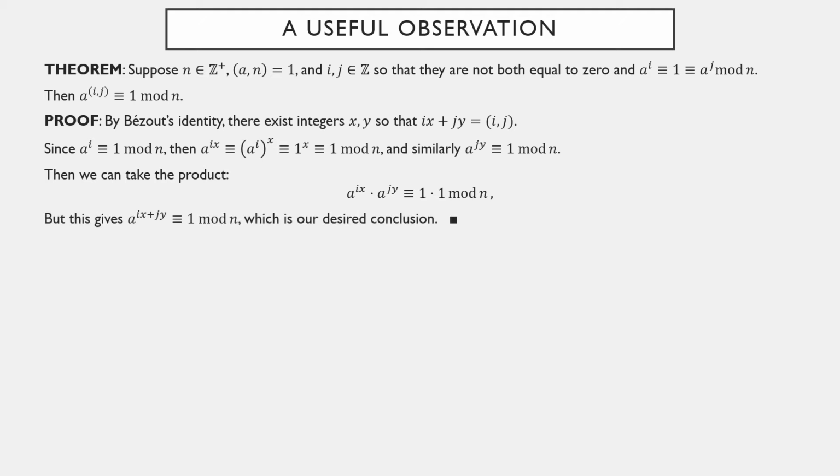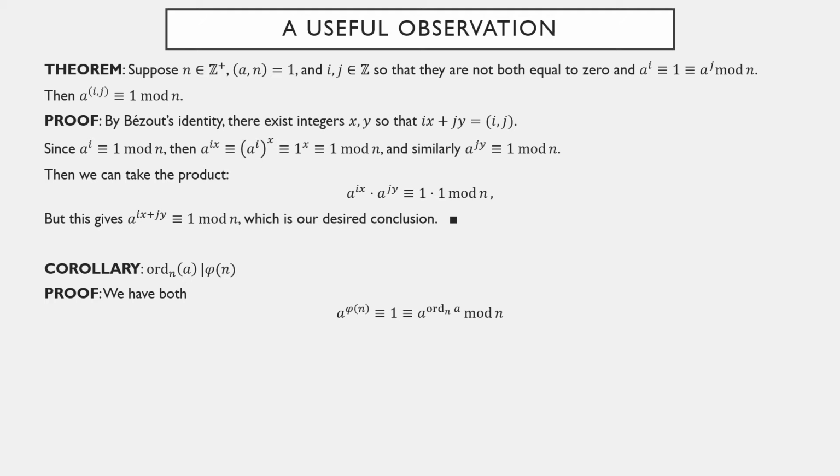On the left, we take the sum of the two exponents, and we get a to the ix plus jy is equivalent to 1 mod n. But remember, ix plus jy was exactly equal to the GCD of i and j. So a raised to that GCD will be equivalent to 1 modulo n. The real point of this theorem is the following corollary. The order modulo n of a must be a factor of phi of n.